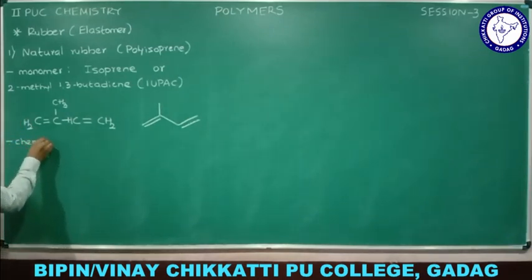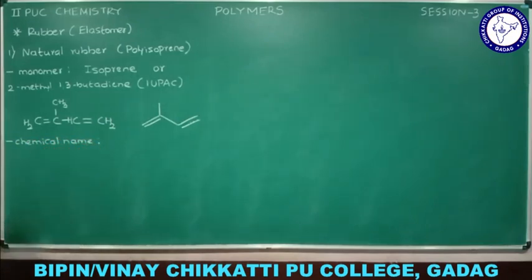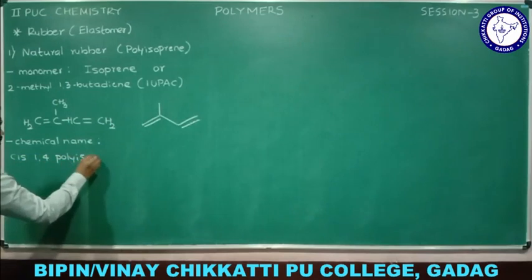We will see what is the chemical name of this natural rubber. See, the chemical name of natural rubber, or the chemical name of polyisoprene, is cis-1,4-polyisoprene.